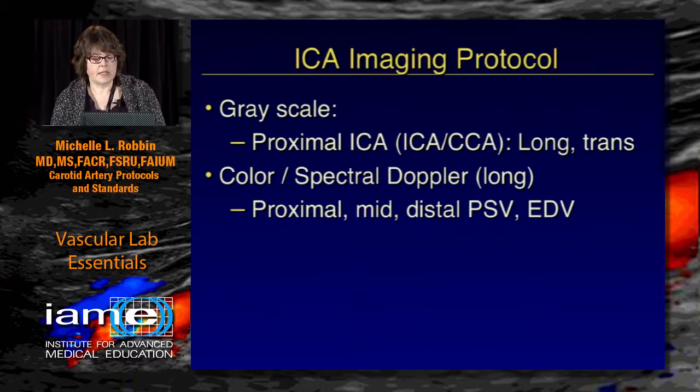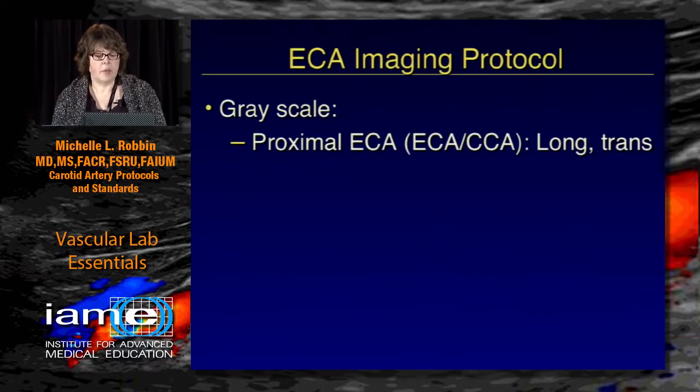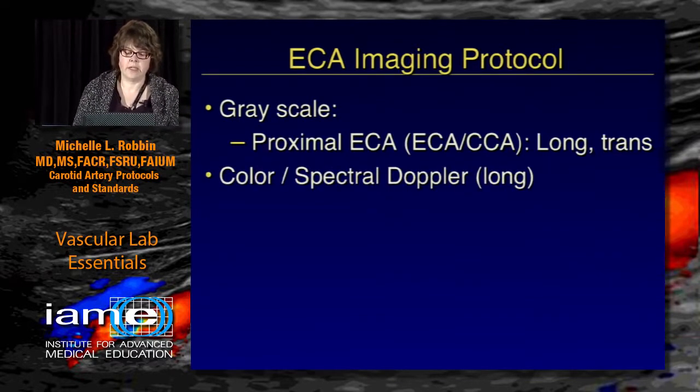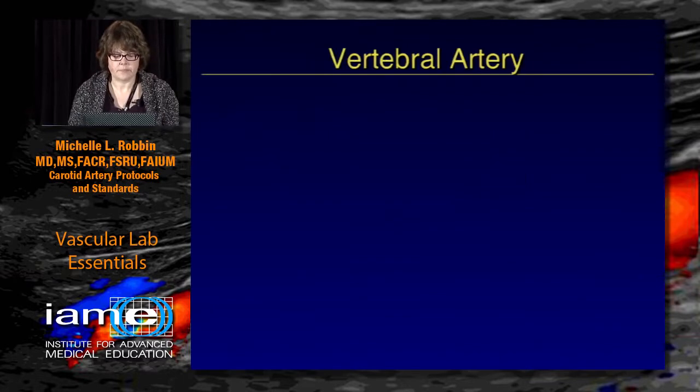And in the ICA with color and spectral Doppler, we look at the proximal, mid, and distal peak systolic velocity and end diastolic velocity. And this is in your handouts, so in that CD. Grayscale, same thing, but we only really look at the proximal ECA, both long and trans in the grayscale, and then color and spectral Doppler in the longitudinal plane. And really, you really only care about peak systolic velocity.